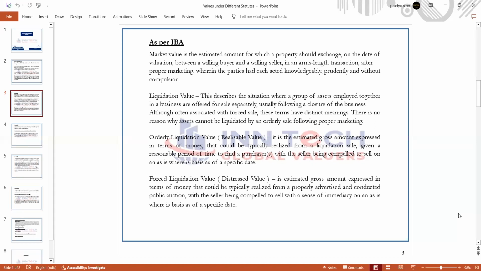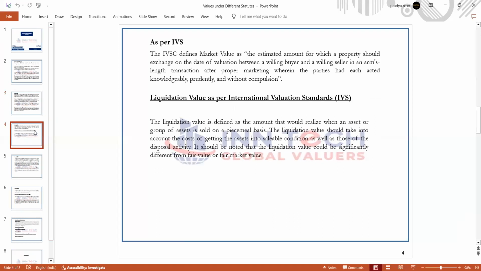So this is another issue where there will be a debate between the bankers and a challenge for professionals like us to justify this figure. We need to have a detailed debate about how we are arriving at these values.